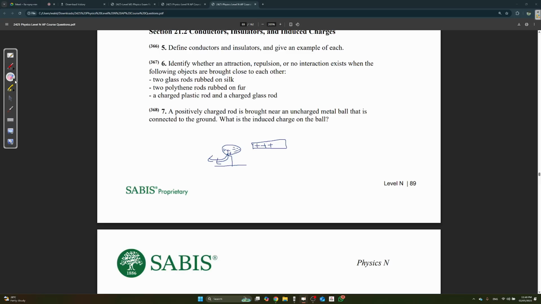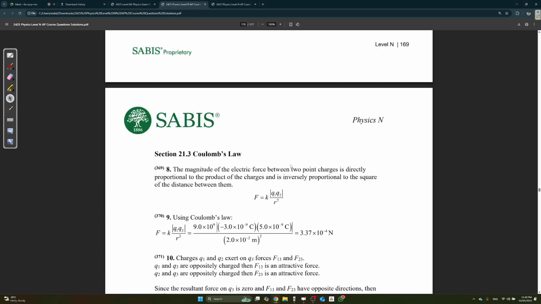So if you see any example like this in the exam, maybe with a negative rod, you'll say the induced charge on the ball is what? Positive. Okay? So it's always the opposite.